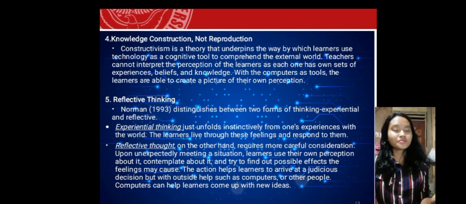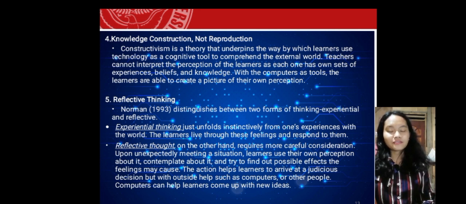The next one is reflective thinking. According to Norman in 1993, he distinguishes between two forms of thinking, which are experiential and reflective. Experiential thinking just unfolds instinctively from one's experiences with the world. The learners live through these feelings and respond to them. While reflective thought, on the other hand, requires more careful consideration.